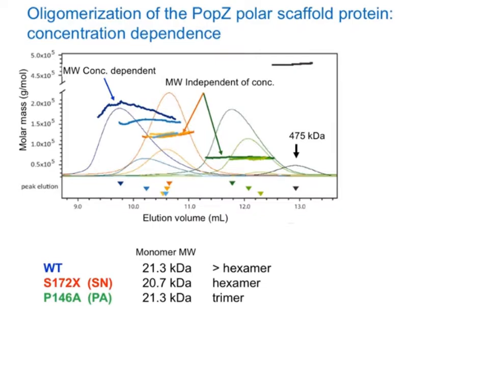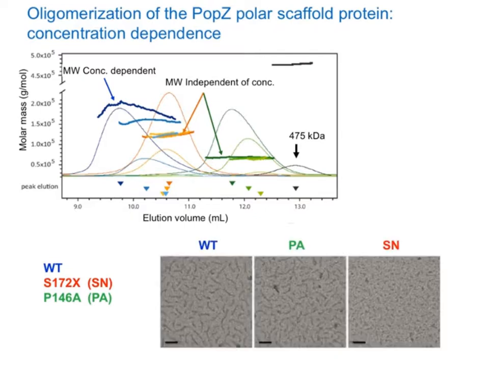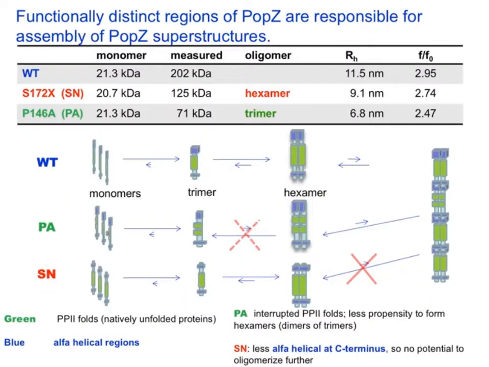This observation was in line with the behavior observed in transmission electron microscopy, which showed that the purified PopZ protein forms elongated filaments for the wild-type protein and the PA protein, while the SN mutant was found to be defective in filament formation.